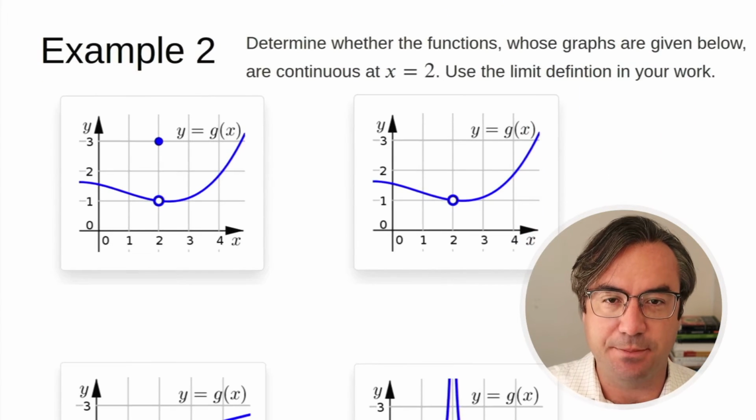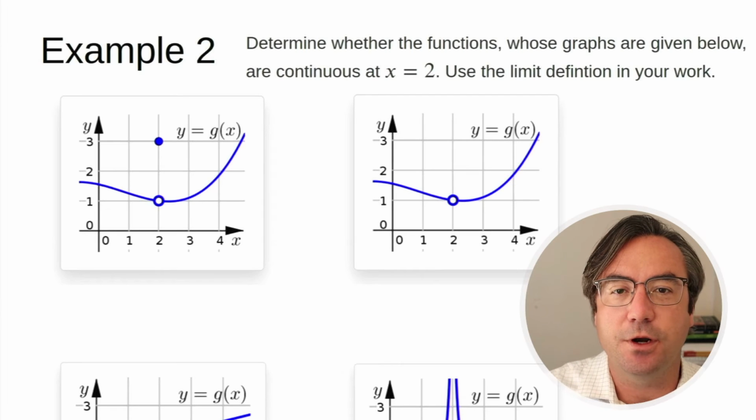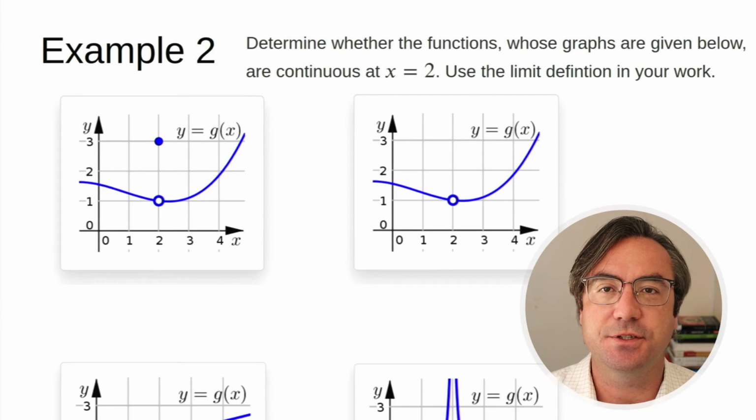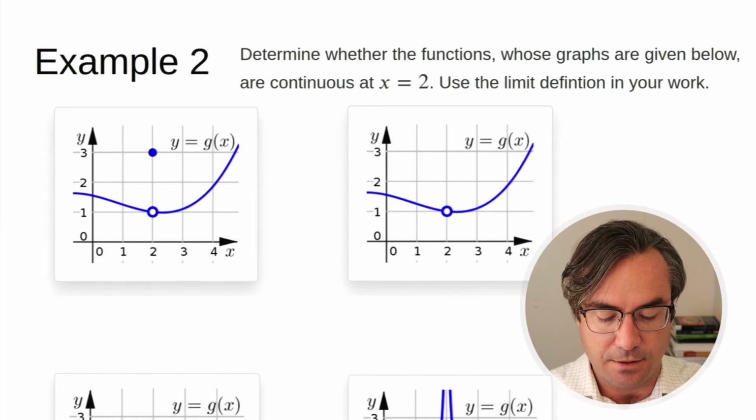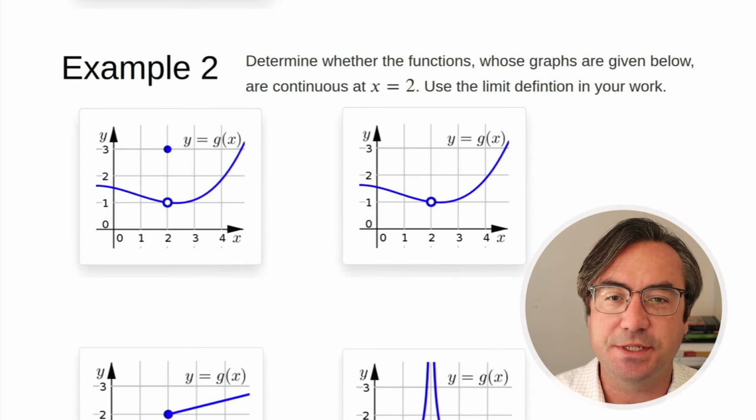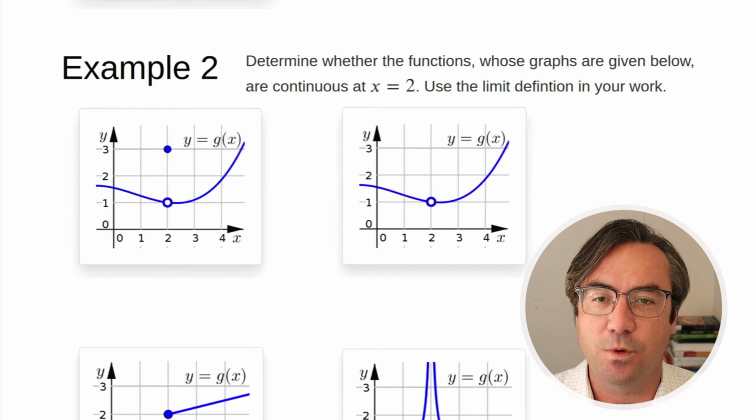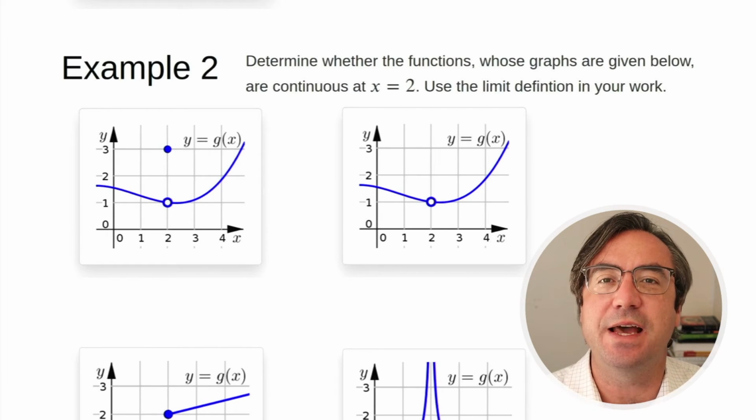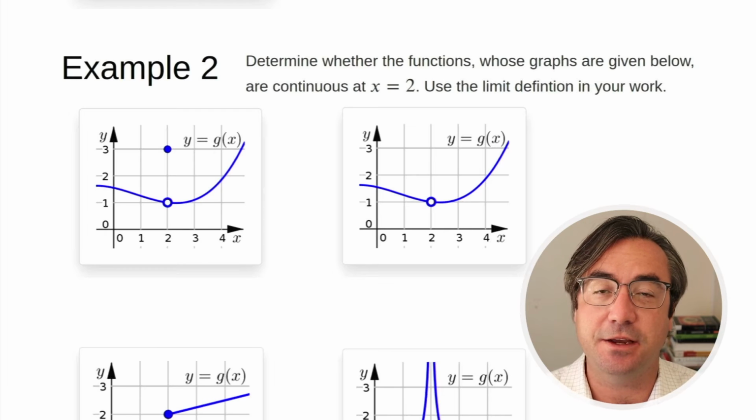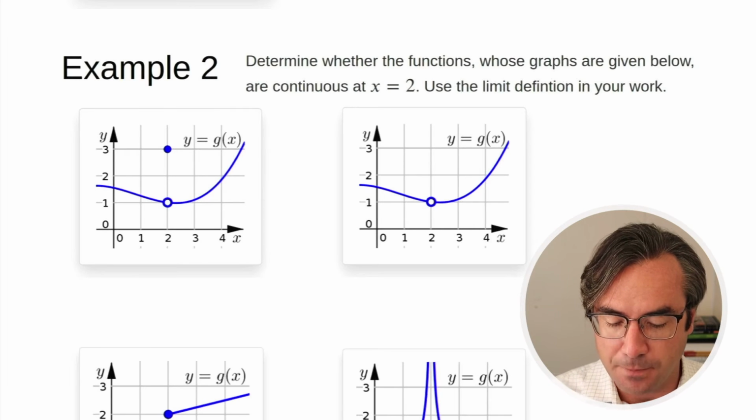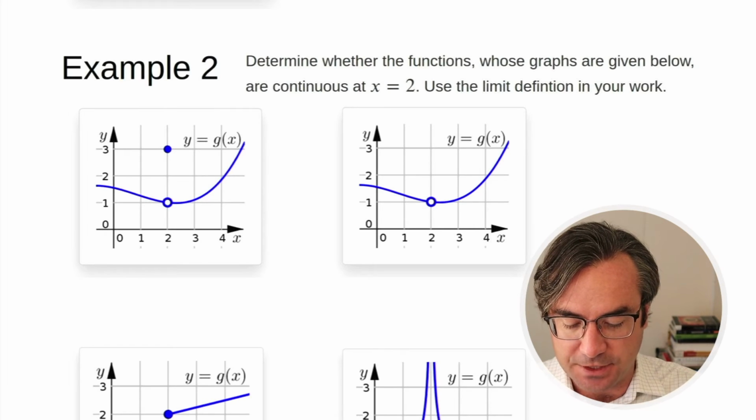So let's start with example 2. And we're going to determine whether or not these graphs are continuous at x equals 2. And when we do this, we're going to really use that limit definition of continuity in our work.